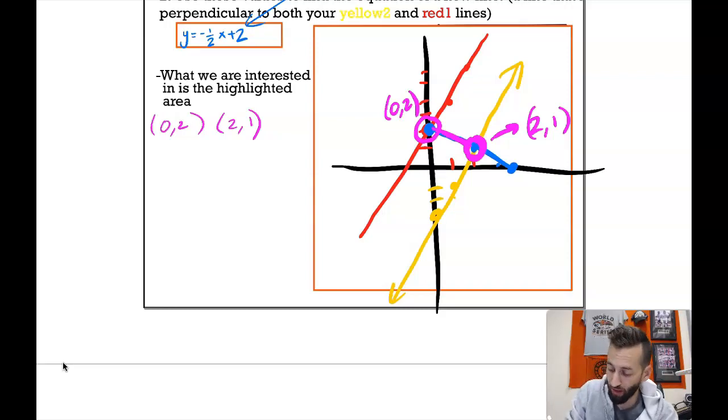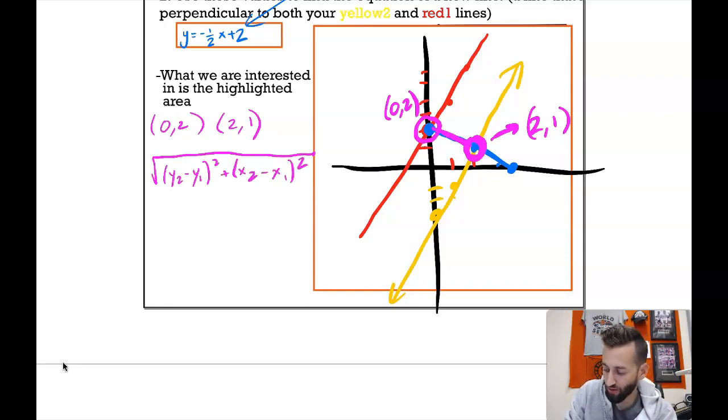So the distance formula is this: the square root of y2 minus y1 squared plus x2 minus x1 squared. You guys learned this last year. It's been a while. So you could plug in those coordinates. 1 minus 2 squared plus 2 minus 0 squared. Okay. Just to label that really quick, x1, y1, x2, y2.